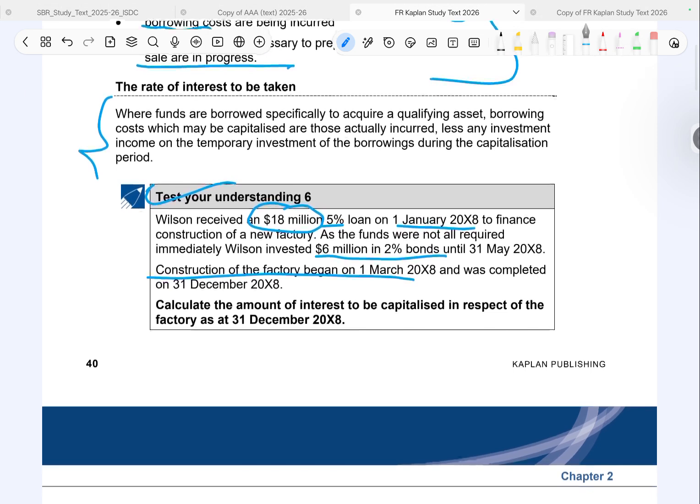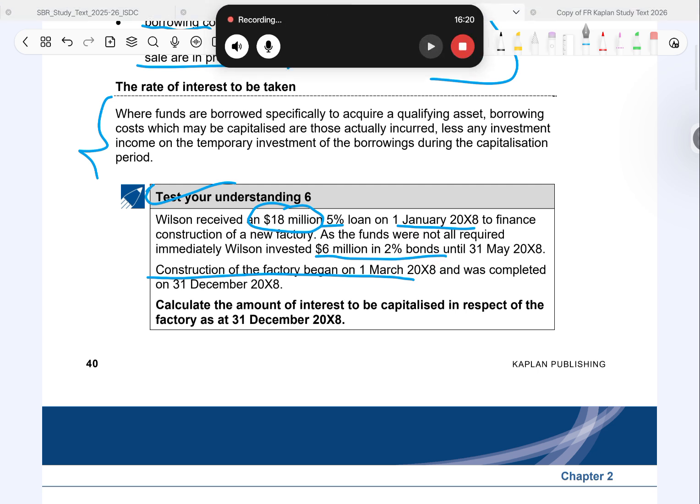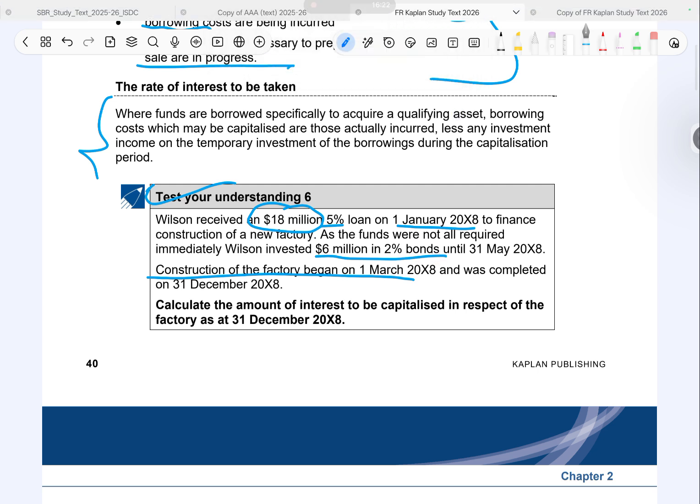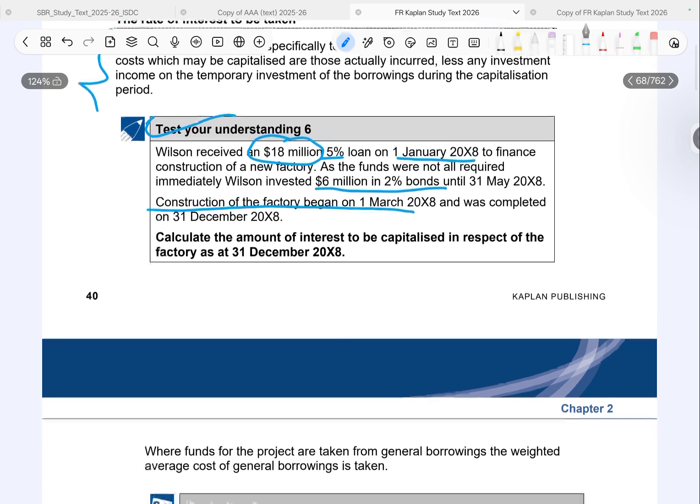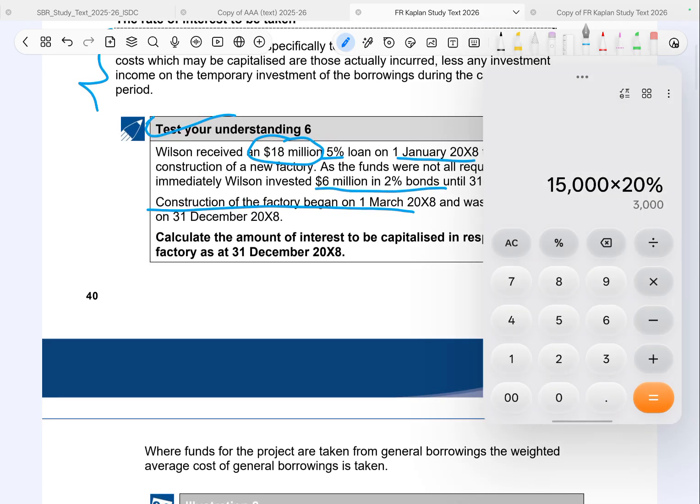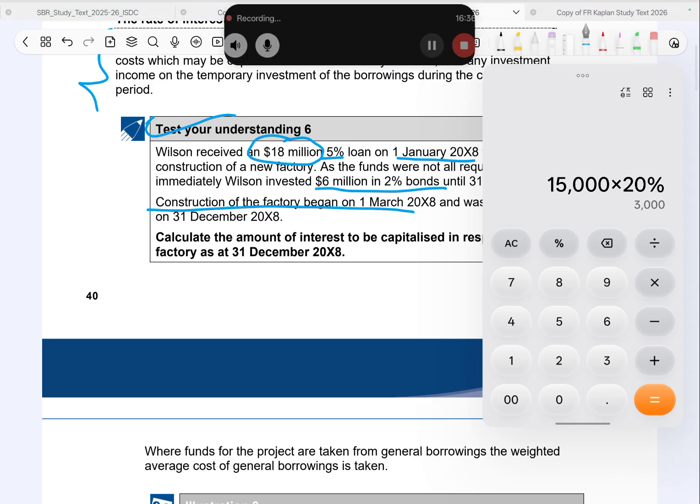Now, as the funds were not all required immediately, Wilson invested 6 million in 2% bonds until 31st May. Okay, so Wilson invested 6 million. So what we'll do over here, first we'll calculate how much interest we were paying.